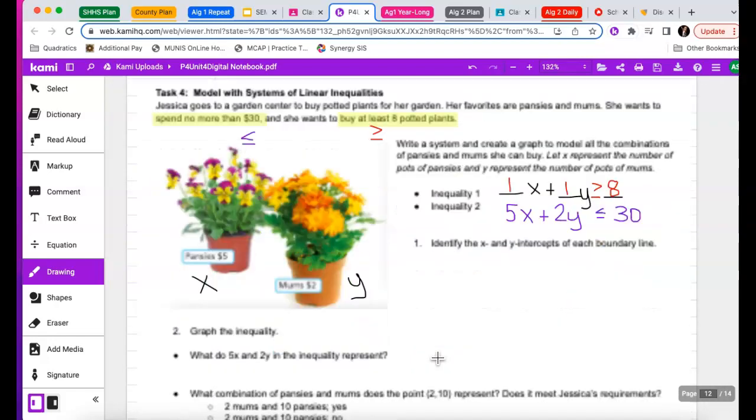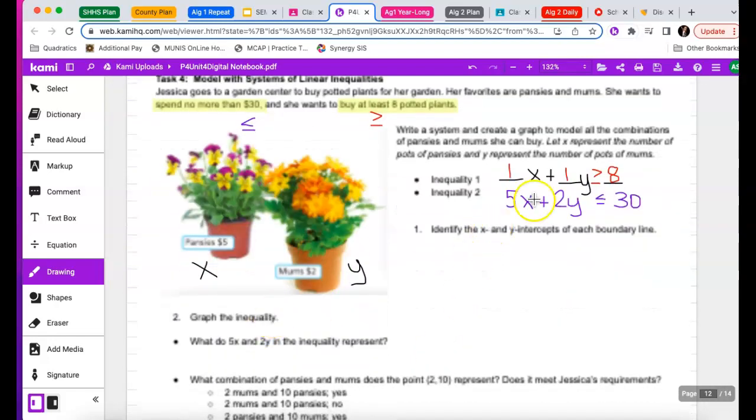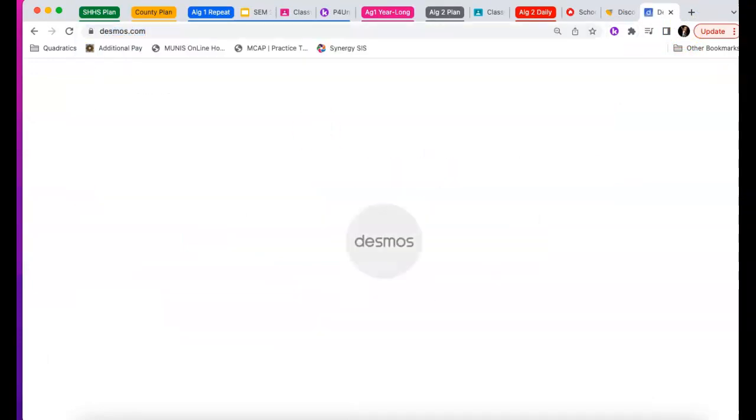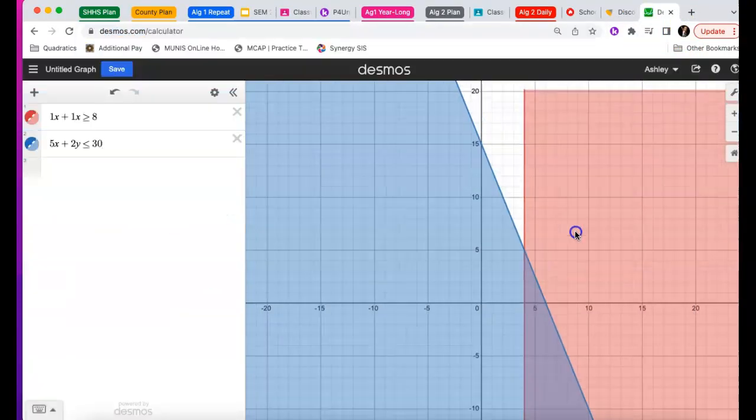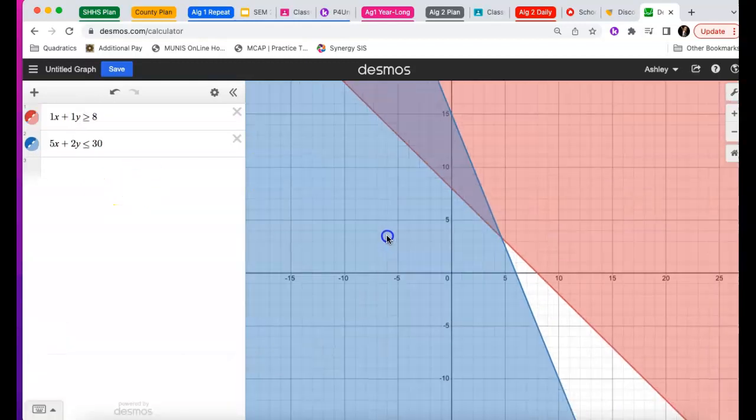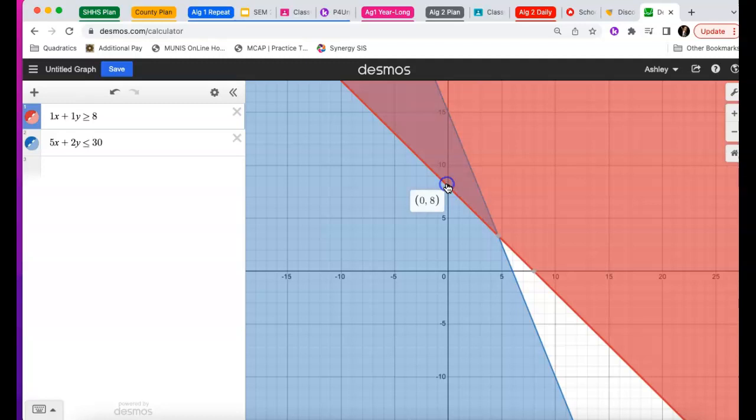So now we're going to go ahead and graph each of these inequalities in Desmos, and then we're going to identify the X and Y intercepts of each boundary line. So here's what our inequalities look like. So we have 1X plus 1Y is greater than or equal to 8, and 5X plus 2Y is less than or equal to 30. So let's start with our first inequality.